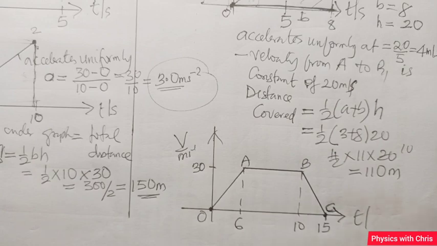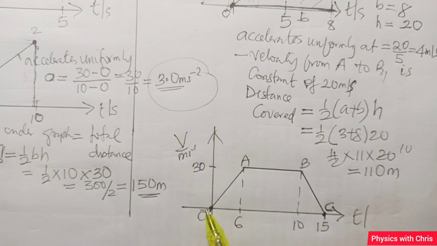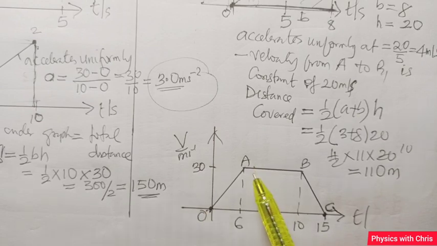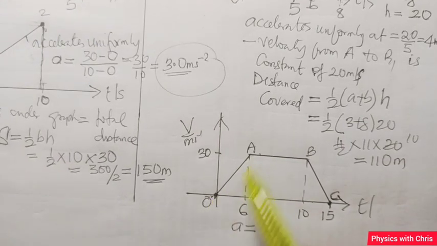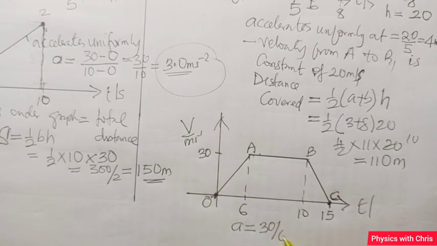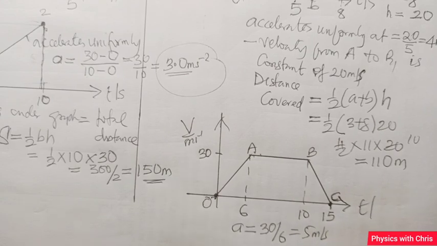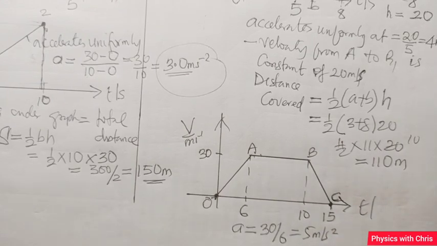Why is it so? Because the first part of the graph, OA, is a graph of constant acceleration, because the velocity increases uniformly at a steady rate, as it's a straight line graph. That steady rate is the acceleration, which is calculated from the slope of graph OA, which is 30 over 6. That gives me 5 meters per second squared. So this body starts from rest and accelerates at 5 meters per second squared for 6 seconds, attaining a maximum velocity of 30 meters per second.